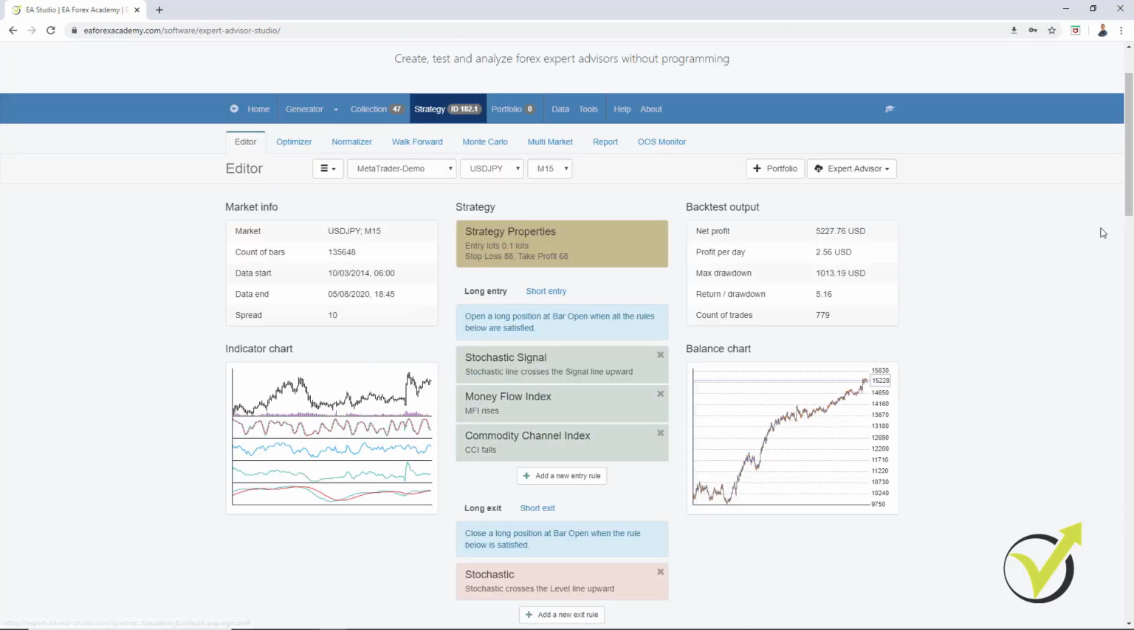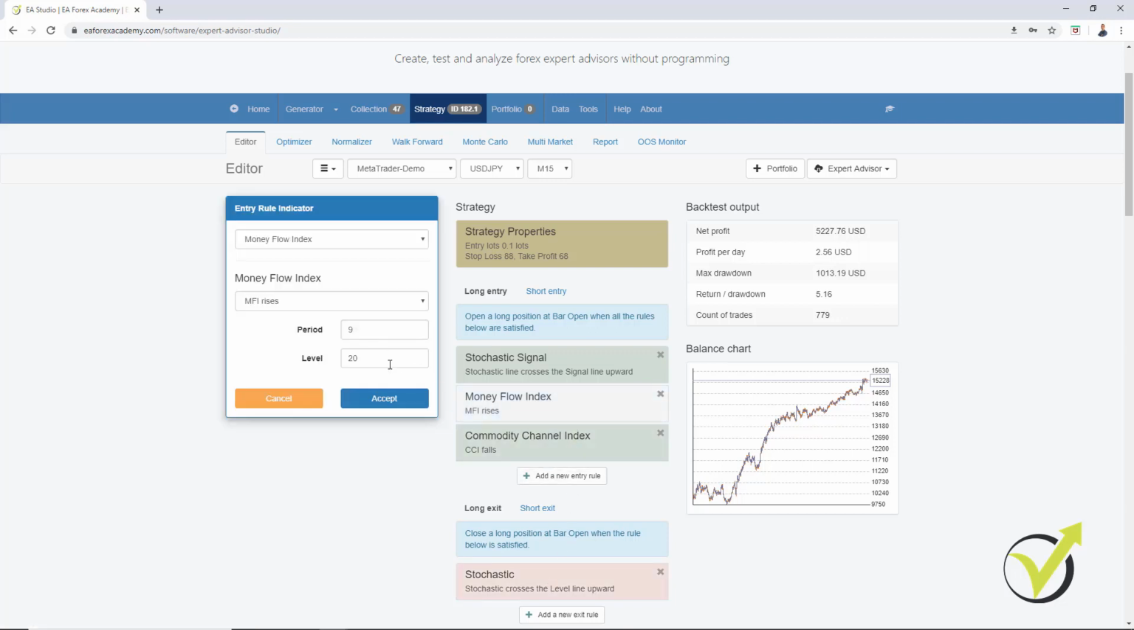So this is why in EA Studio sometimes you will see stochastic signal as an entry or exit rule, and sometimes you will see just the stochastic, which one more time is the same indicator, they just use different entry and exit conditions.